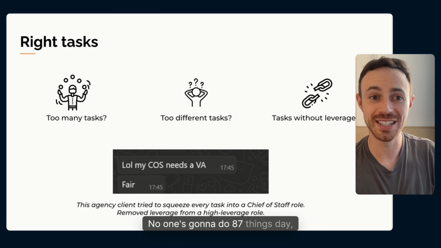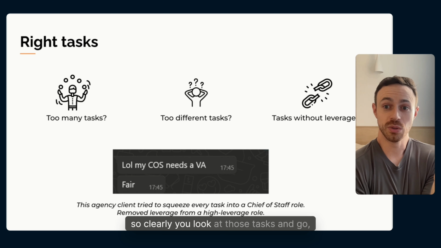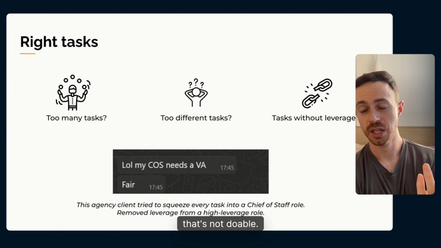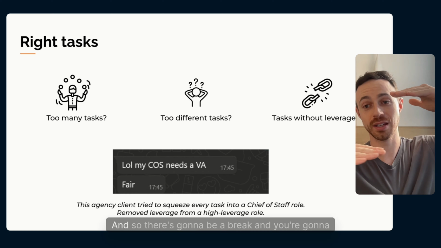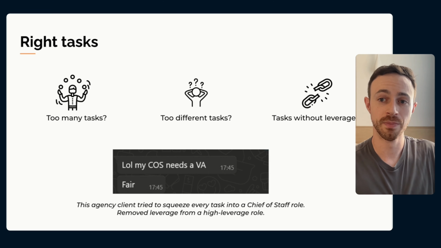No one's going to do 87 things a day, right? And so okay, so clearly you look at those tasks and go, that's not doable. Your expectations are different from reality, and so there's going to be a break and you're going to be disappointed with anyone I bring into your business.